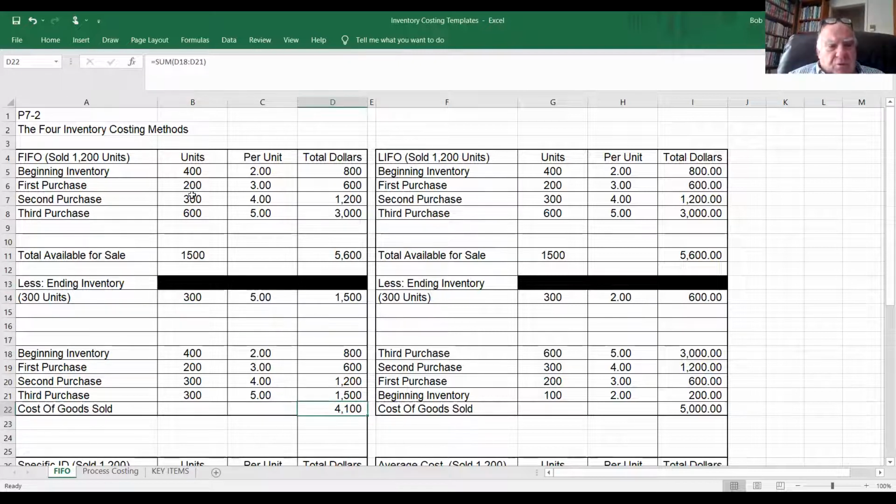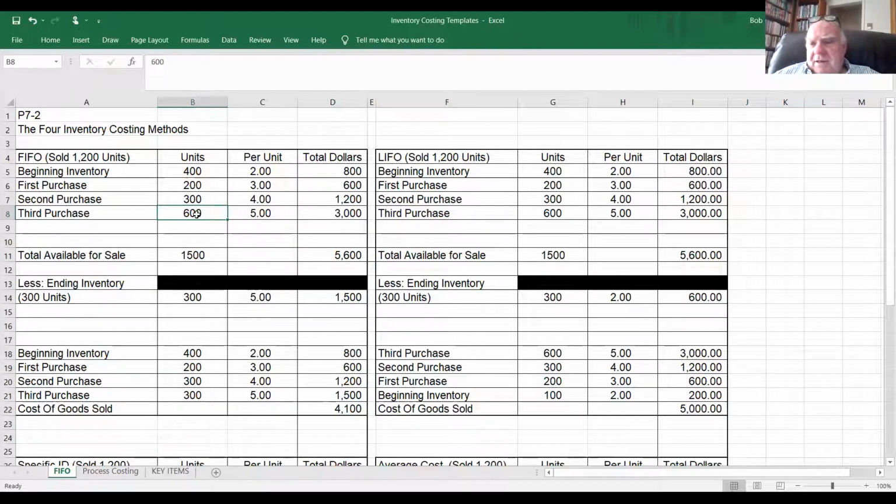In other words, we're going to go to our first level, and we're going to count the units: 400, 200, 300. Let's see, that's 4 and 2 is 6 and 3 is 9. We only need 300 out of here, which leaves 300 behind. So that's a look at FIFO.